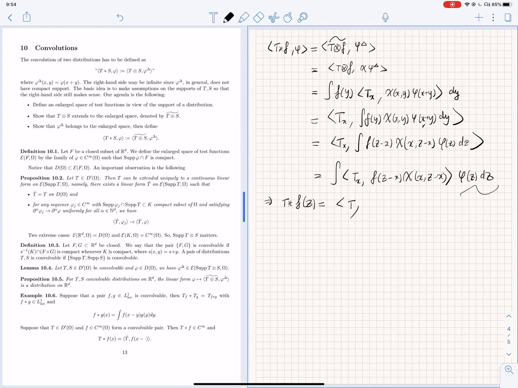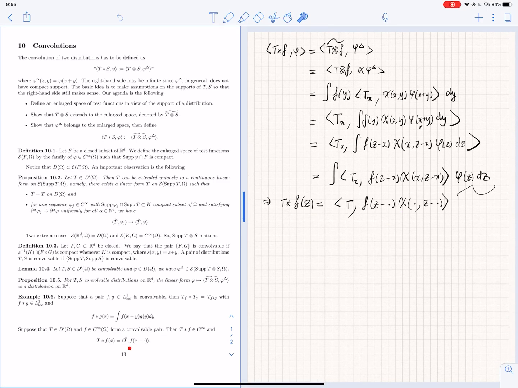T, okay, I can forget about x because there will be no more x. So f of z minus the variable, so T acts on this variable, chi of the variable, dot, z minus variable. Okay, so this is our formula, a function of z, which shows that we indeed have a function. So we haven't shown that this guy is given by that formula that we want, but we're pretty close.